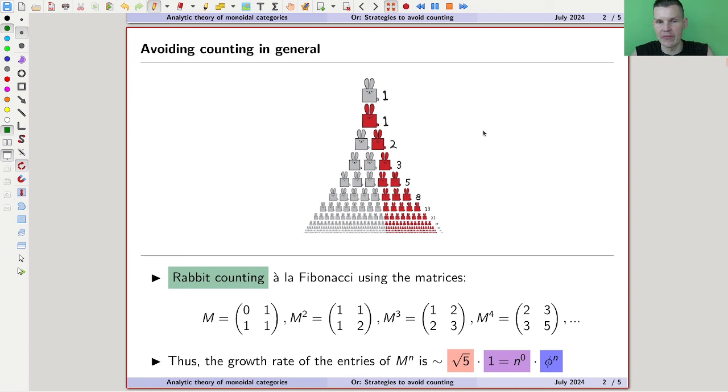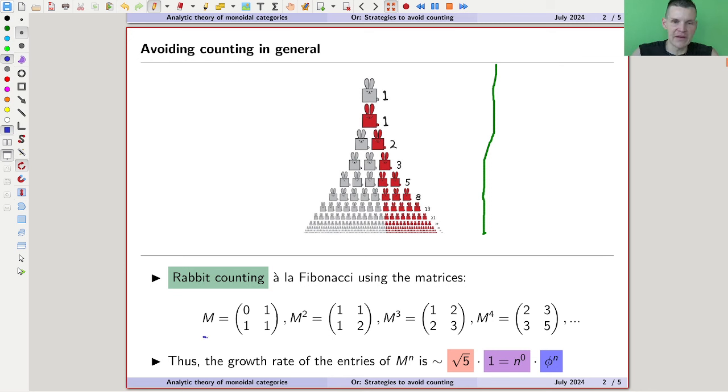It was really general. But let's now have a look at rabbit counting à la Fibonacci. I really like this illustration that I stole, because in this illustration the rabbits are just cloning themselves. And it would be so much better if we could just clone ourselves. Anyway, you all know how the rabbit counting works: 1, 1, 2, 3, 5, 8, whatever. And you can do this with a matrix as well. I call that rabbit counting à la Fibonacci with matrices.